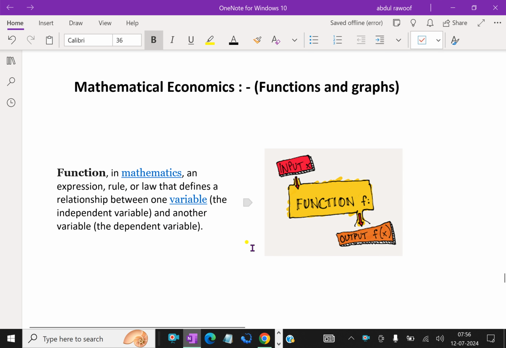What is a function? In mathematics, a function is an expression, rule, or law that defines a relationship between one variable, the independent variable, and another variable, the dependent variable. Look at this figure. Suppose a function is a machine. If you input x, it gives output f of x. This is the basic definition of a function.